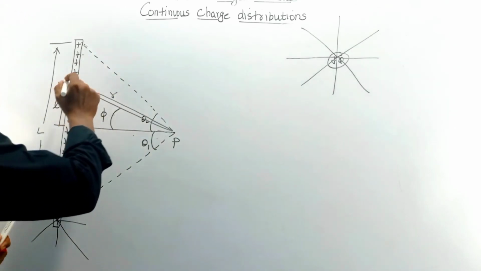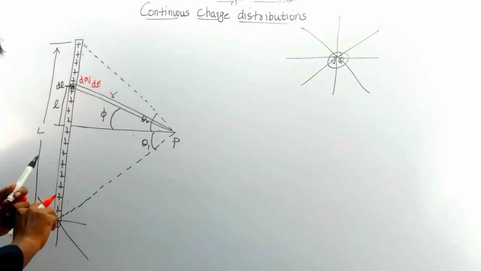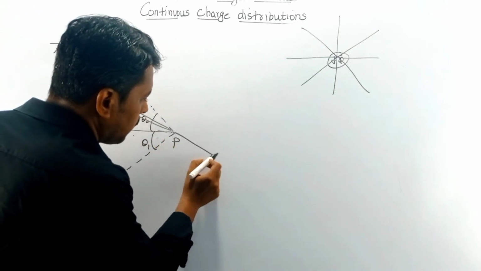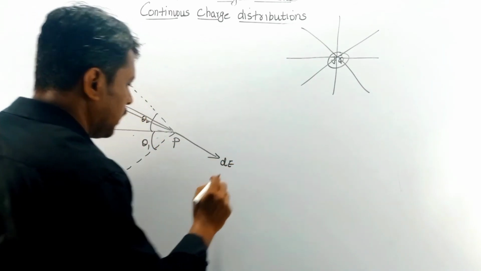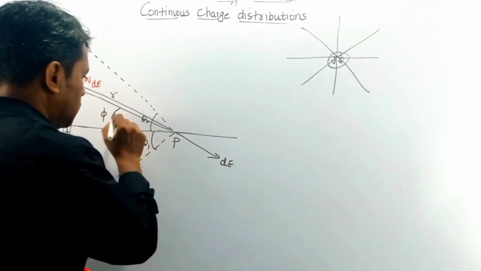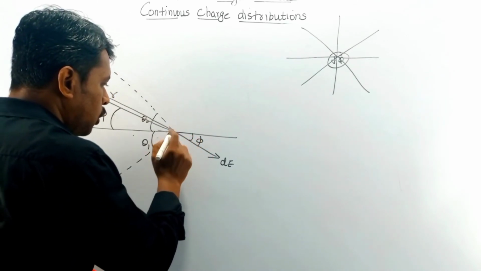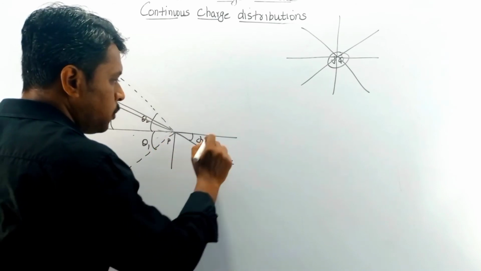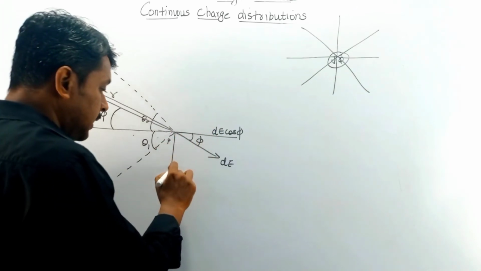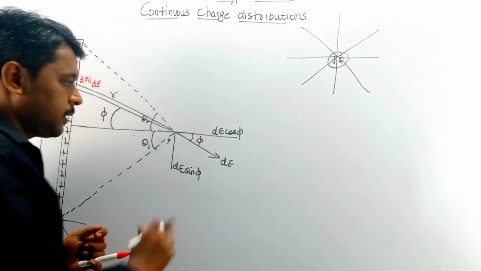The charge of this small element, let's take it as dq, and the electric field of this element as dE. This dE will be pointing in this direction. For this dE we have two components. If this is phi, this is also phi. One is dE cos phi, and the other is dE sin phi.